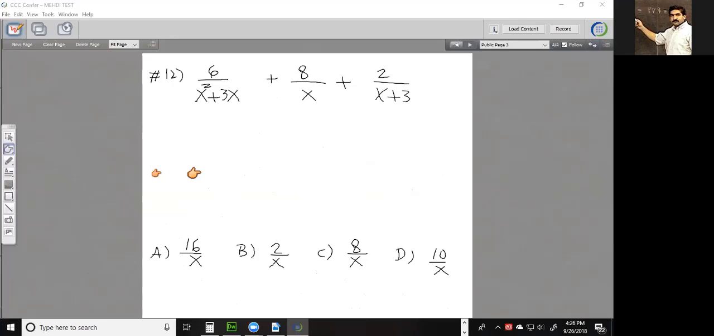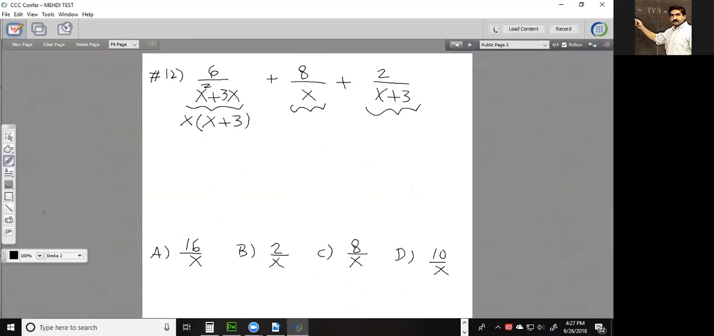So here we have to add these fractions, and at the bottom of the fraction, as you can see, we don't have a number, we have an expression. So we still have to find the LCD. To find the LCD, I need to factor this. So this will have x in common. So let's go factor that. This becomes x plus 3. And this is just x. This is x plus 3.